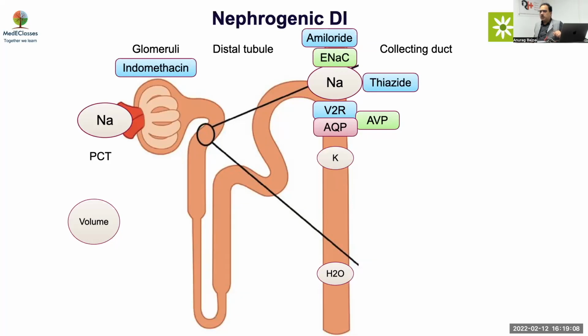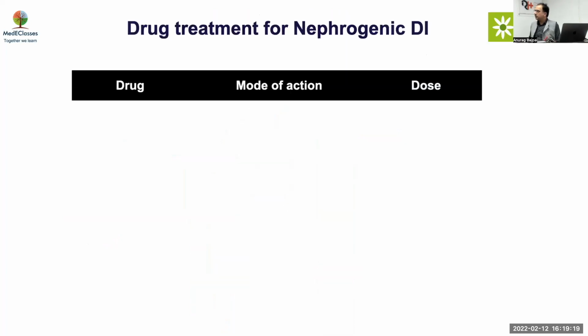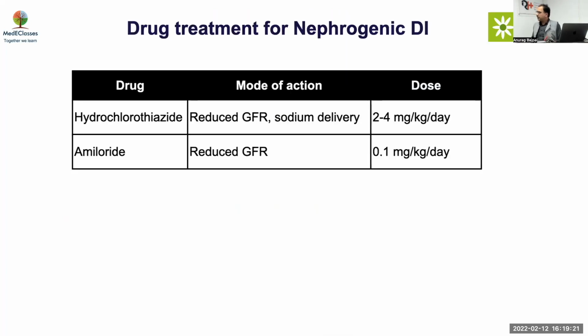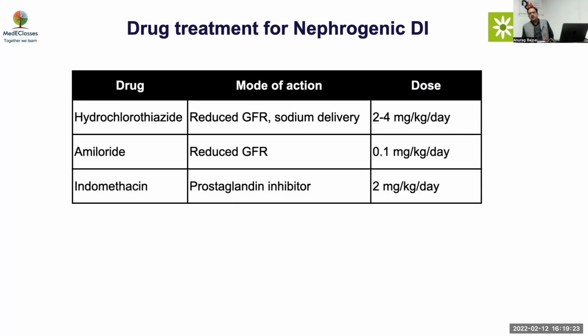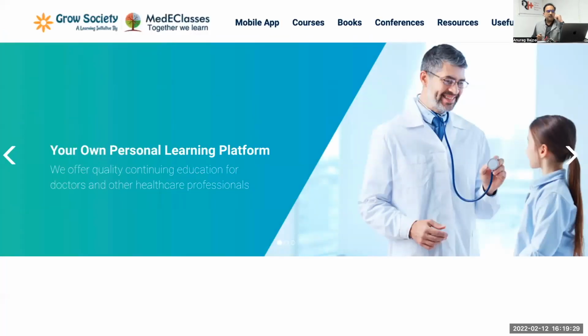The combination of these three will cause a 50% reduction in urine output. So treatment of NDI is less effective compared to central diabetes insipidus, but that's the option available. You use hydrochlorothiazide, amiloride and indomethacin. There is a 30 to 50% reduction, and you will cause hypokalemia and gastric side effects.